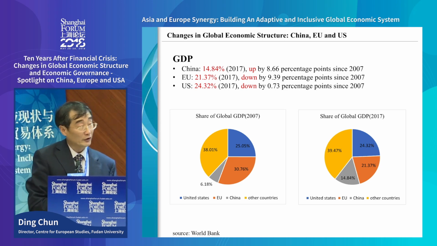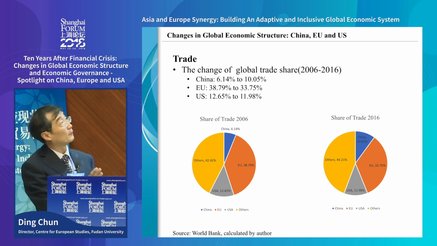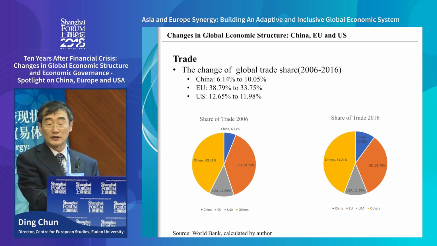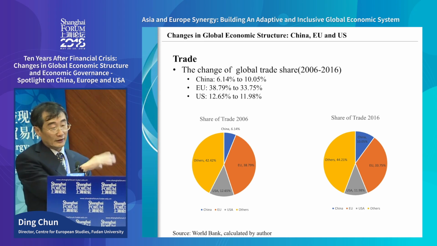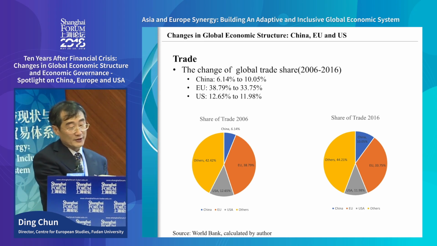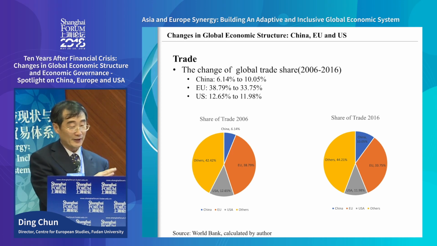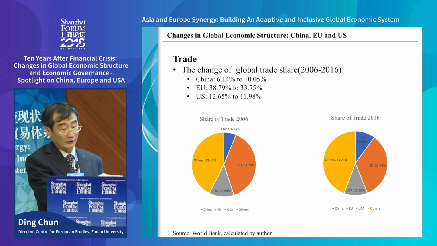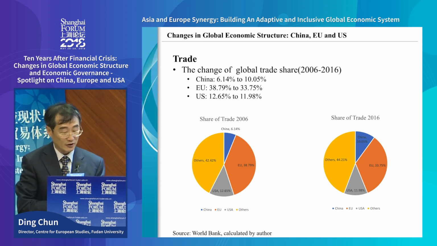And then if we're talking about trade, the changes of global trade share, you can also compare. That's from the year 2006 to 2016. China's figure increased from almost 6% to 10%, while the EU dropped a little bit from 38 to 33, and the United States almost remained at the same level. The graphs just show these kinds of changes.